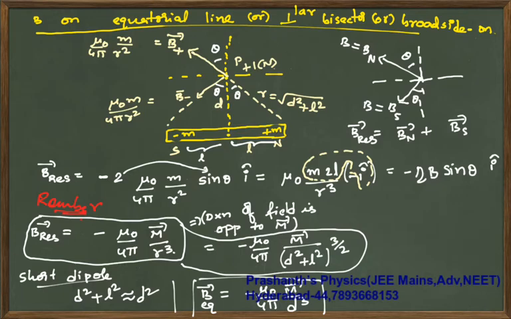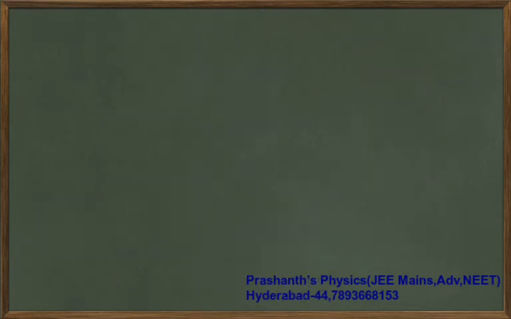So this is your basic idea. All right, now let's continue. At some general point for short dipole we will try to calculate the same, B bar at a general point for a short dipole. Why short dipole? I will tell you.